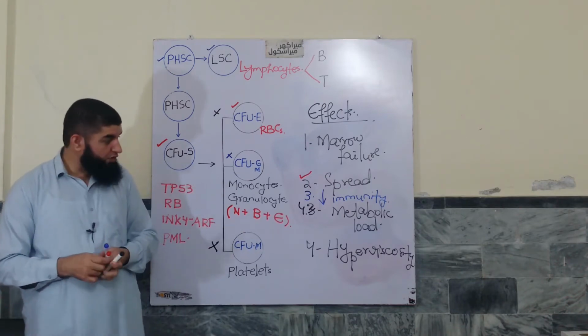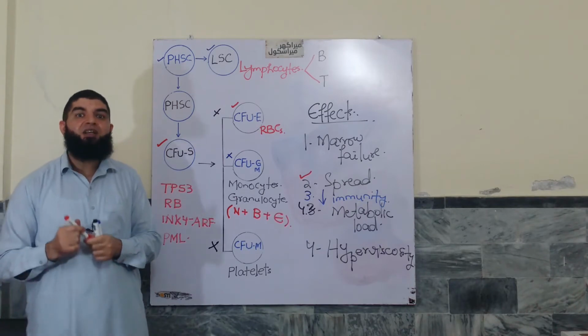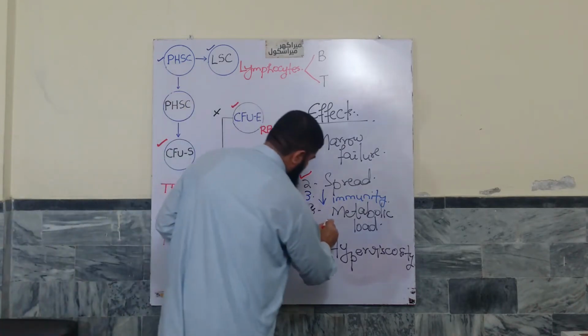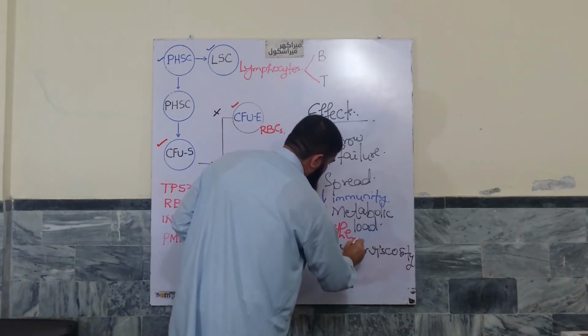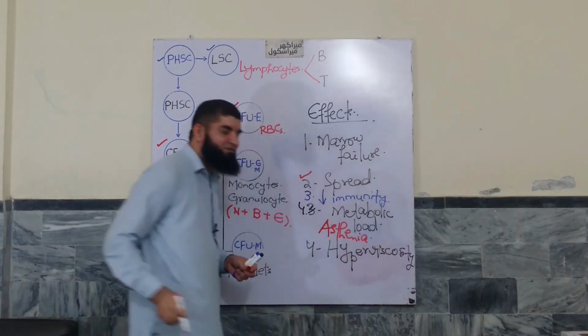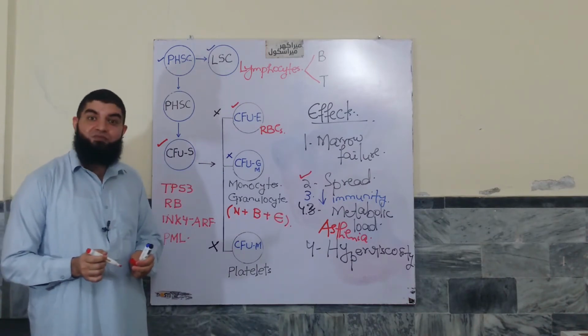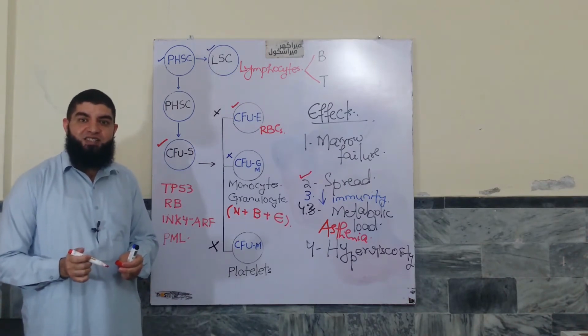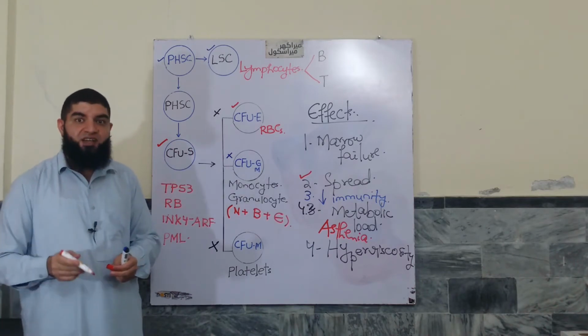For this reason, if we talk about the cardinal symptoms of leukemia, we have asthenia, weakness. They feel very, very weak, fatigue. And by the way, the other one is anemia, the second A. Anemia, asthenia, and of course anorexia.